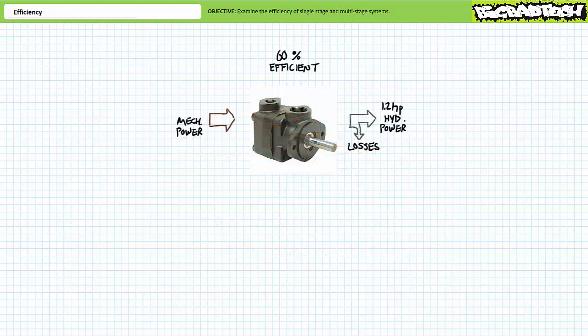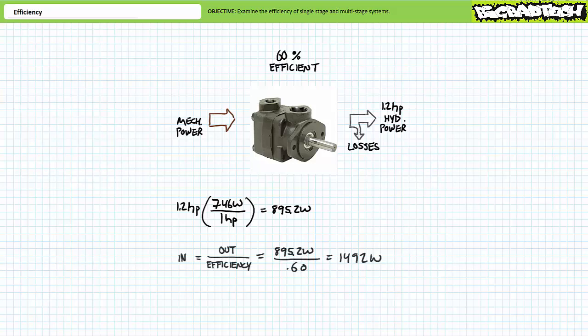Finally, consider a hydraulic pump known to be 60% efficient that produces 1.2 horsepower usable hydraulic output. Let's calculate the mechanical power input in units of watts. Via unit conversion, 1.2 horsepower represents an output of 895.2 watts. Input is output over efficiency. 60% expressed as a ratio is 0.6. 895.2 over 0.6 yields a required input of 1,492 watts, or roughly 1.5 kilowatts.